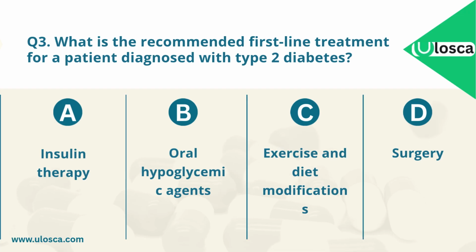Question 3. What is the recommended first-line treatment for a patient diagnosed with type 2 diabetes? A. Insulin therapy. B. Oral hypoglycemic agents. C. Exercise and diet modifications. D. Surgery. Which one is the correct answer?